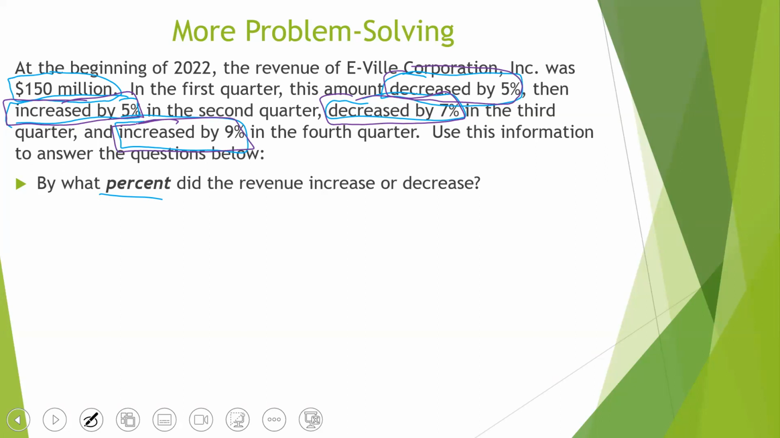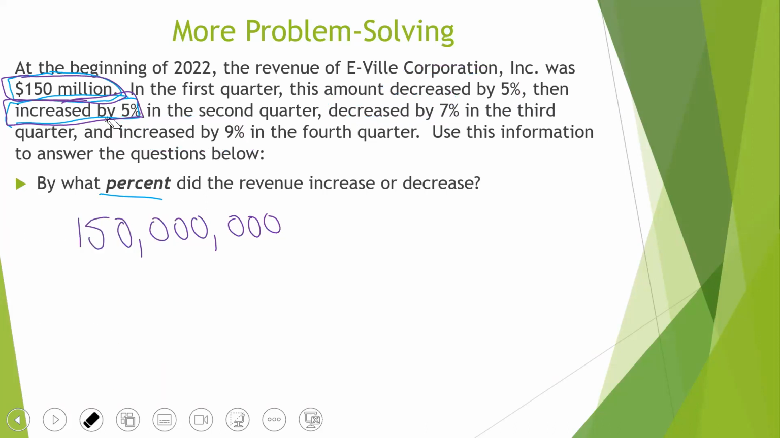And we're also told what our starting value is, 150 million. So what I'm going to do to start this problem is write that out all the way. So 150 million will be 150 followed by 6 zeros. And then I'm going to do the first calculation to figure out what the revenue was after the first quarter. Now note again, it says up here, and I know my work's getting a little sloppy, so let me erase some stuff so it's easier to see. I'm going to highlight this. It decreased by 5% in the first quarter.